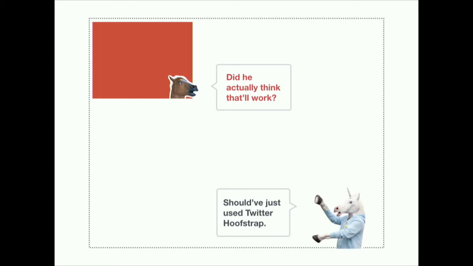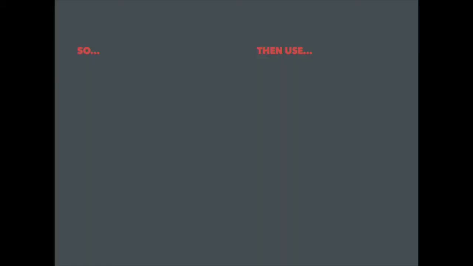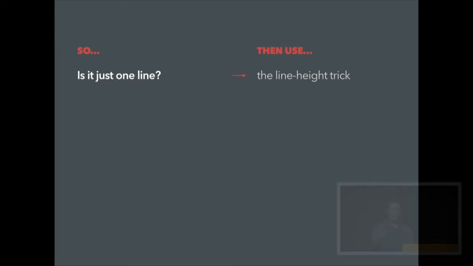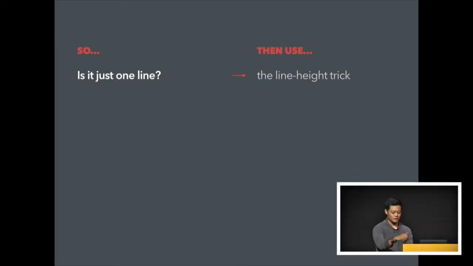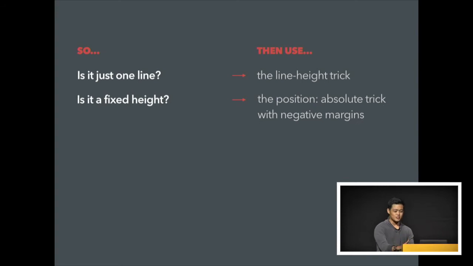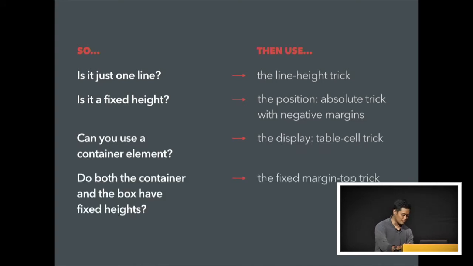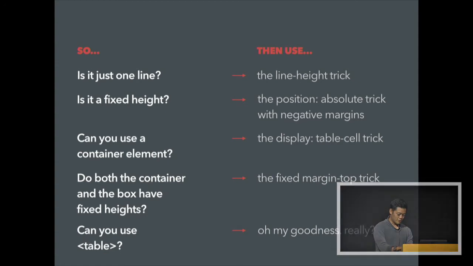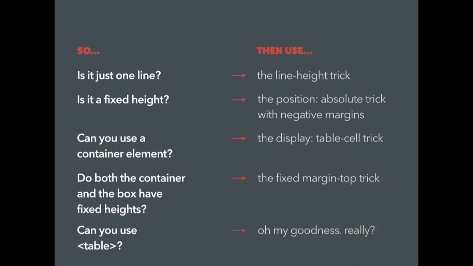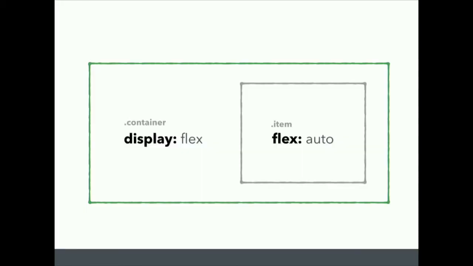So I went on the internet very recently and looked up how people solve this. If you guys want to do that right now, go ahead, but I've done the research for you. I'm just going to show you. If it's just one line, you do a line height trick, wherein you set the line height the same as the height. If it's a fixed height, you could do a position absolute top 50% with a negative margin. You could do something like a table cell. You could do a fixed margin top. There's like 10 others, and I ran out of space in the slide. So there are so many ways to do it.